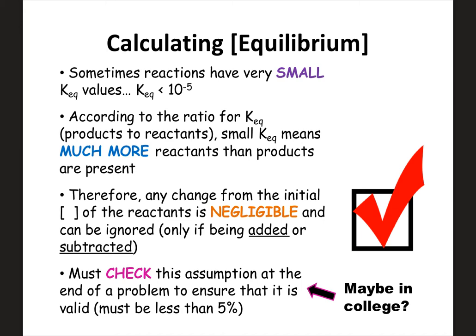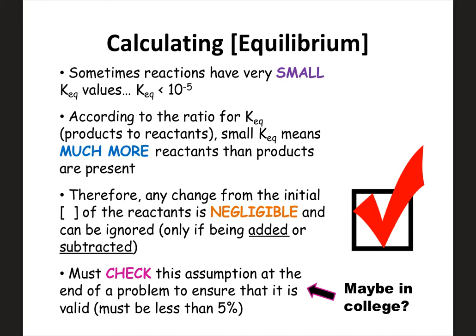So you'd have to have a larger number in the reactants. All right, so what we say here is that any change from the initial concentration of the reactants is going to be negligible. And we can ignore it in our problems only if we're adding or subtracting that change. If we are multiplying with that change, then it can't be ignored. But if you're adding or subtracting that change in equilibrium, it's going to be so small that it doesn't even matter for the value. Sometimes it doesn't even change the value.